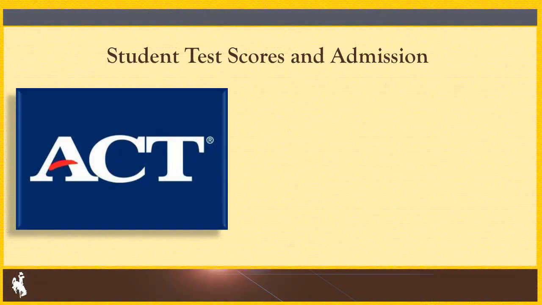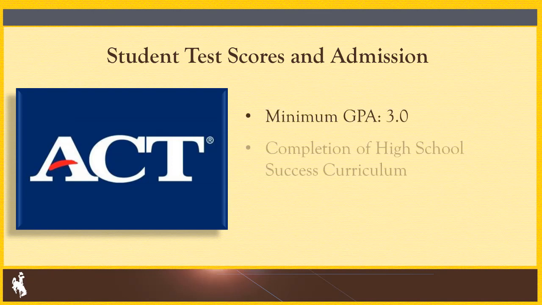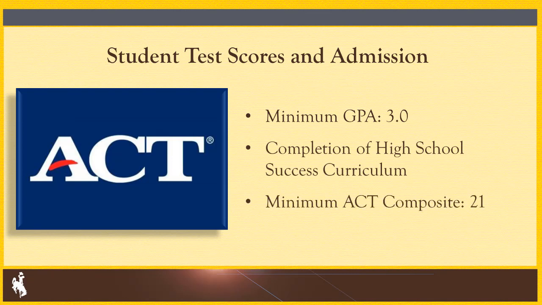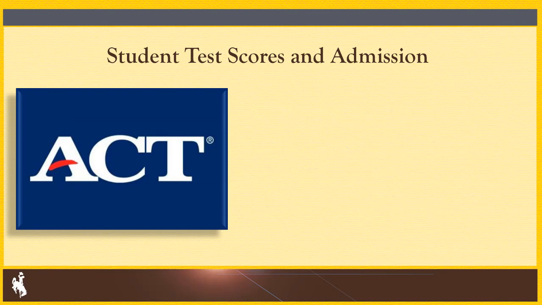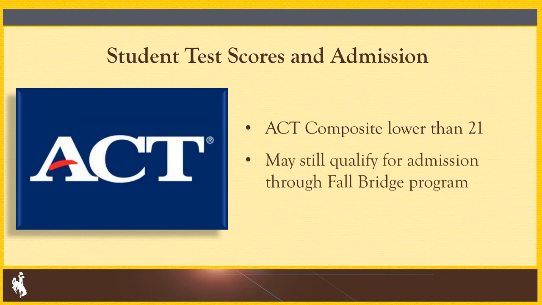UW uses ACT composite scores for admissions. In addition to meeting the minimum GPA requirement of 3.0 and completing the high school success curriculum, students must score a 21 ACT to be admitted without conditions. However, students who earn a lower composite score might be eligible for admission with support through the Fall Bridge program. For more information about Fall Bridge, view the related Toolbox item.